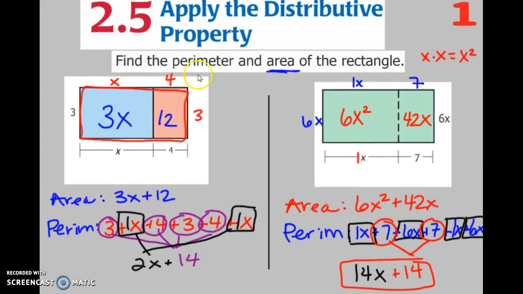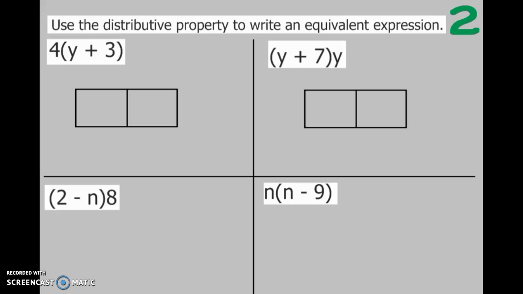So now we've found both the perimeter and the area of the rectangle. We're going to focus more on the area today because that relates to the distributive property. So down here we have the distributive property. I like to think of this as a classroom and a teacher. Everything that's inside the parentheses is everybody that's inside our classroom. So we have y in there and we have 3 in there.